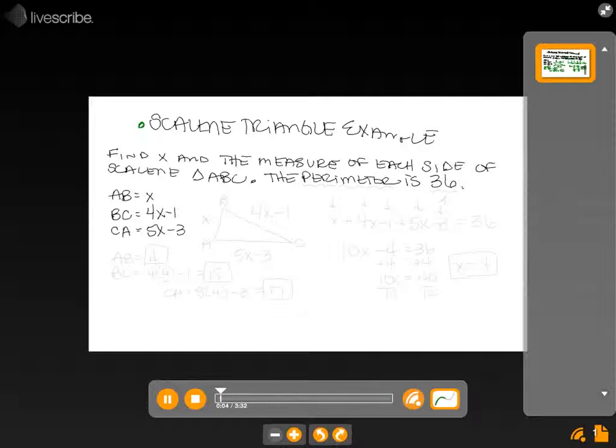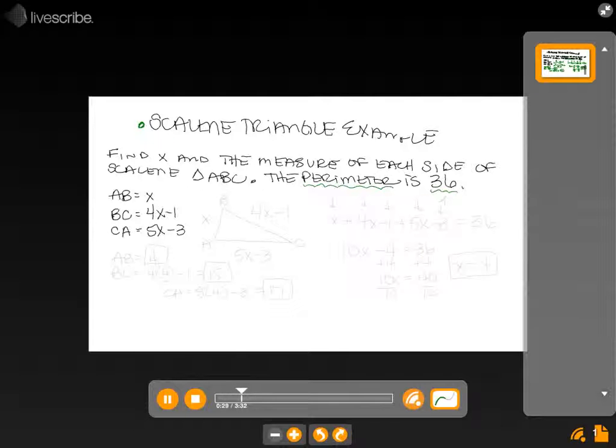Alright, this is an example of solving a problem where it's a scalene triangle and we're trying to find each side length. So our directions say find x and the measure of each side of scalene triangle ABC. And the perimeter of our triangle, because remember for a scalene triangle we can't set anything equal, all the sides are different. We have to use perimeter to solve it. The perimeter of this triangle is 36.